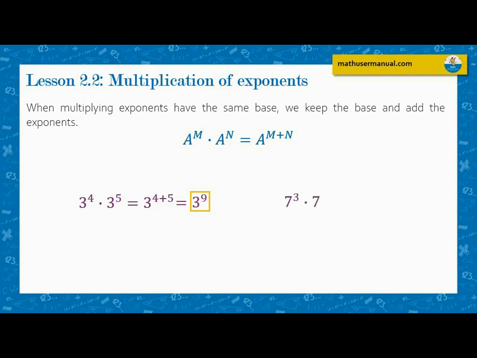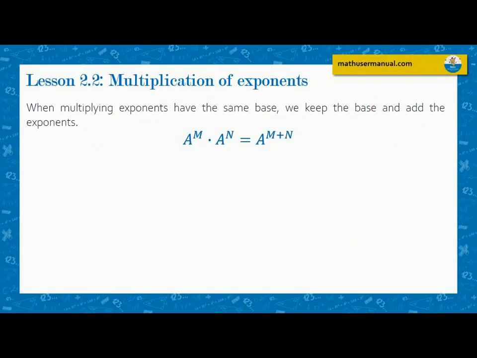But let's do it one more time with another set of numbers. 7 to the power of 3 times 7. Remember, we learned this on lesson 2.1. When a number doesn't have an exponent, it has an exponent of 1 actually, because 1 is the exponent by default. And then we check that the bases are equal, which they are. Both bases are 7. We copy them, and then we add the exponents, 3 and 1. So 7 to the power of 3 plus 1, which is equal to 7 to the power of 4.